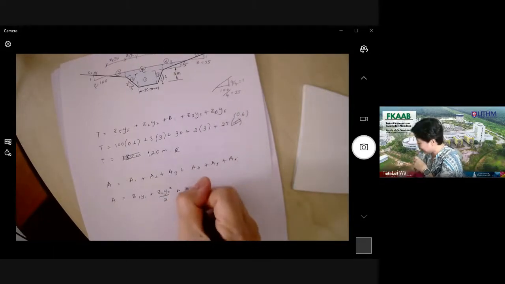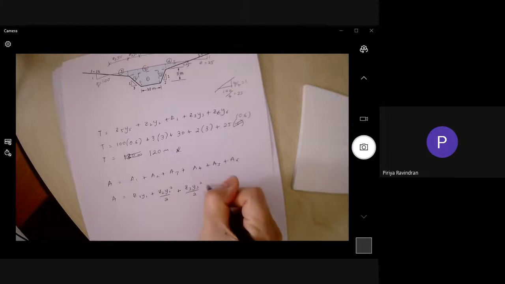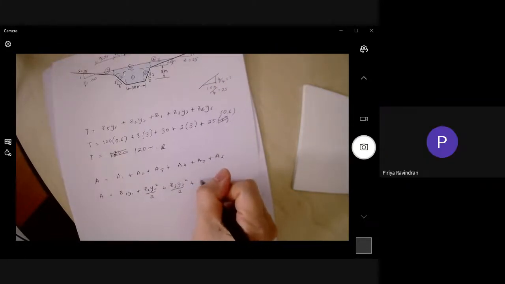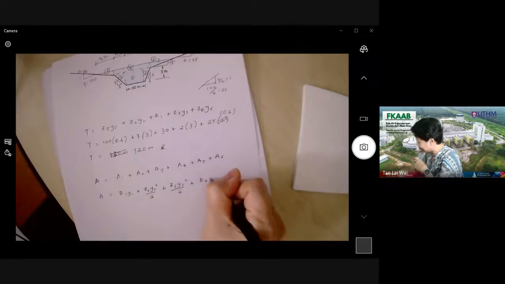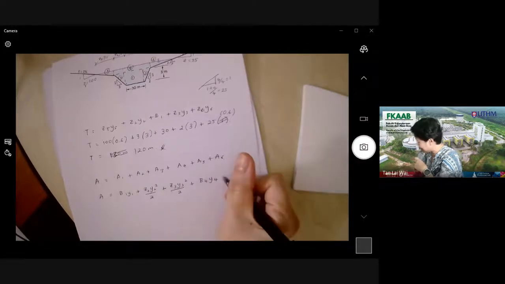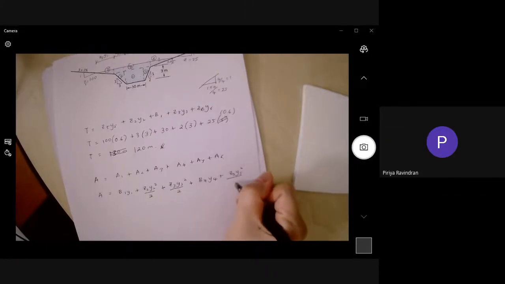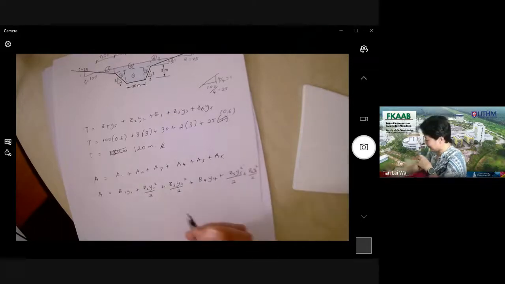A3, Priya? Half ZY square too. A4, continue. B4, Y4. B4, Y4, okay. All right. Yeah, you can do that too. Half ZY square. Okay. Same thing. Okay, great.